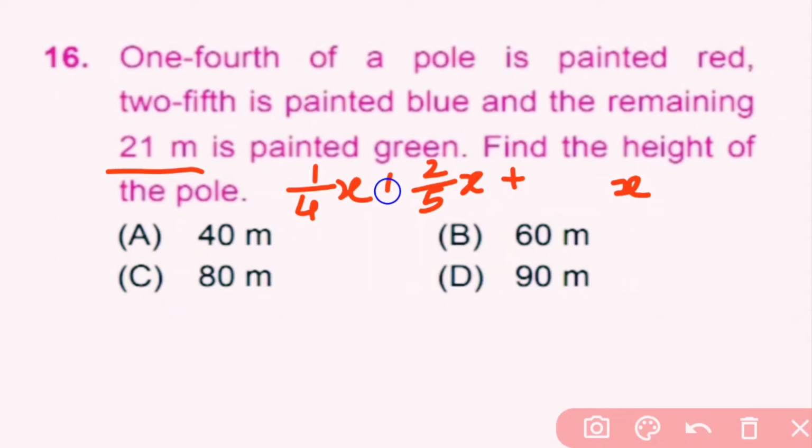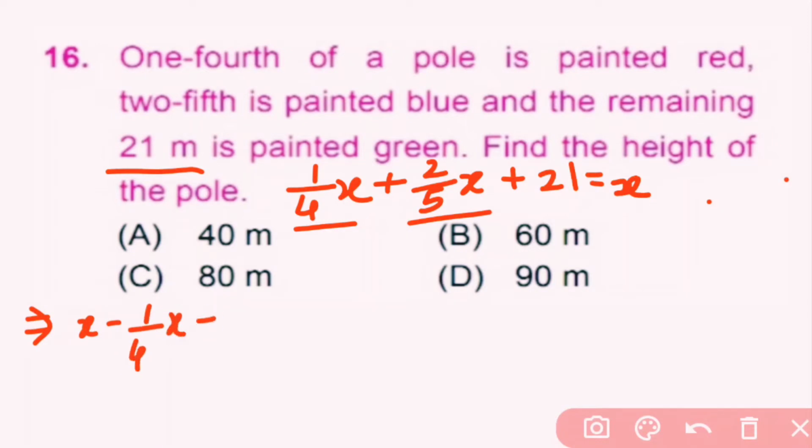So plus 21 meters painted green is equal to the total height. So here we take x to one side, so this x will become minus on this side and this x will become minus on this side. So the equation will be x minus 1/4 x minus 2/5 x is equal to 21.